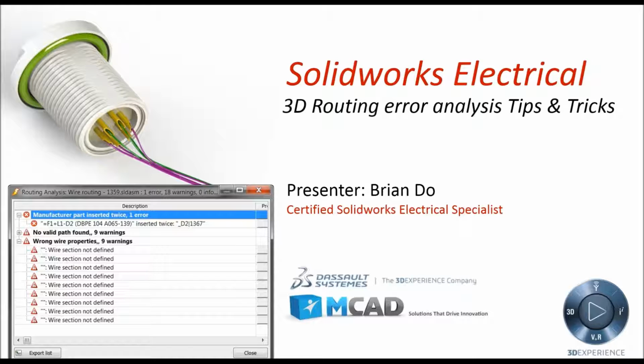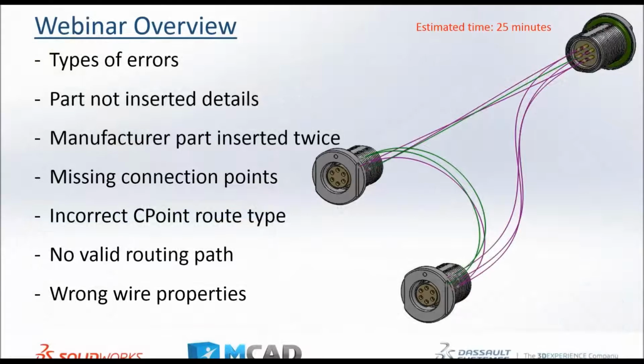I'd like to welcome you to today's webinar on SolidWorks Electrical and some tips and tricks that I'll share with you guys about 3D routing. In SolidWorks Electrical 2015, a new feature is added to assist with routing wires, cables, and harnesses in 3D. Routing 3D error analysis is a powerful method of pinpointing problems within your design and elucidating a solution. So within this webinar, we'll learn how to understand and resolve these types of errors.